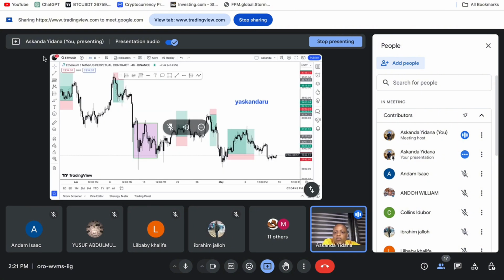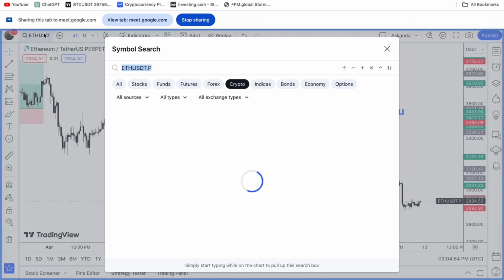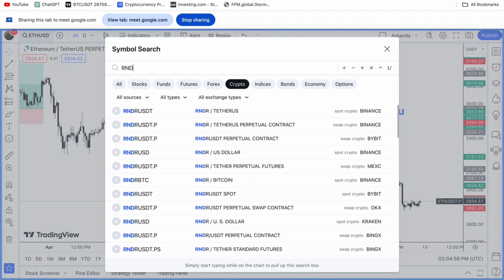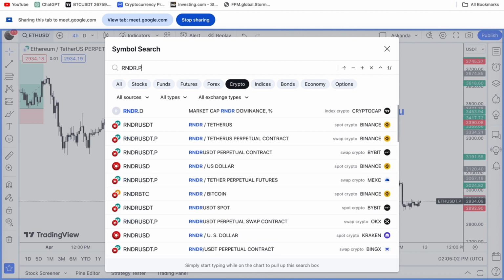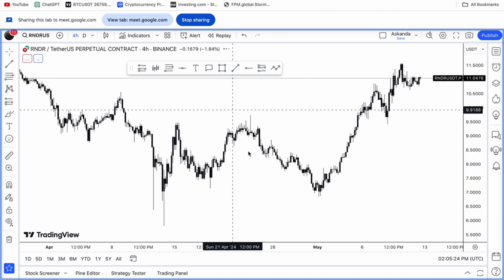Okay. So for us to do the top-down analysis, we'll search for RND token. So we go for RND.P. You always add .P to your search to make sure you are selecting the right token. When you add .P, ask yourself, is your exchange Binance, Bybit, MEXC, or OKX? If you are using Binance, make sure you select Binance. If you are using Bybit, you make sure you select Bybit. So what I'll do is I'll select Binance because I'm trading on Binance.